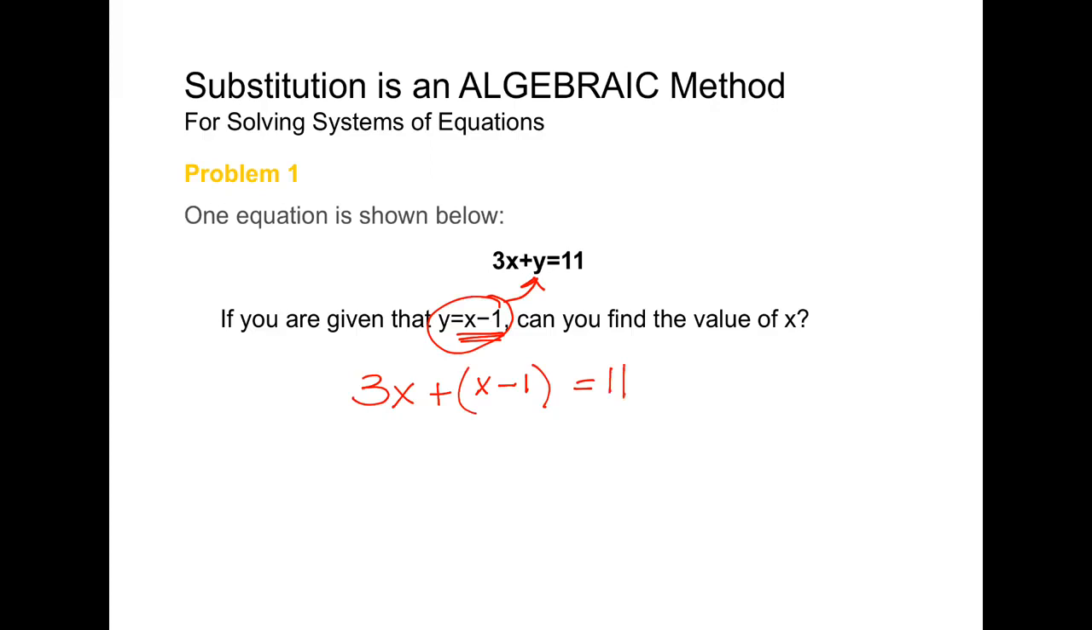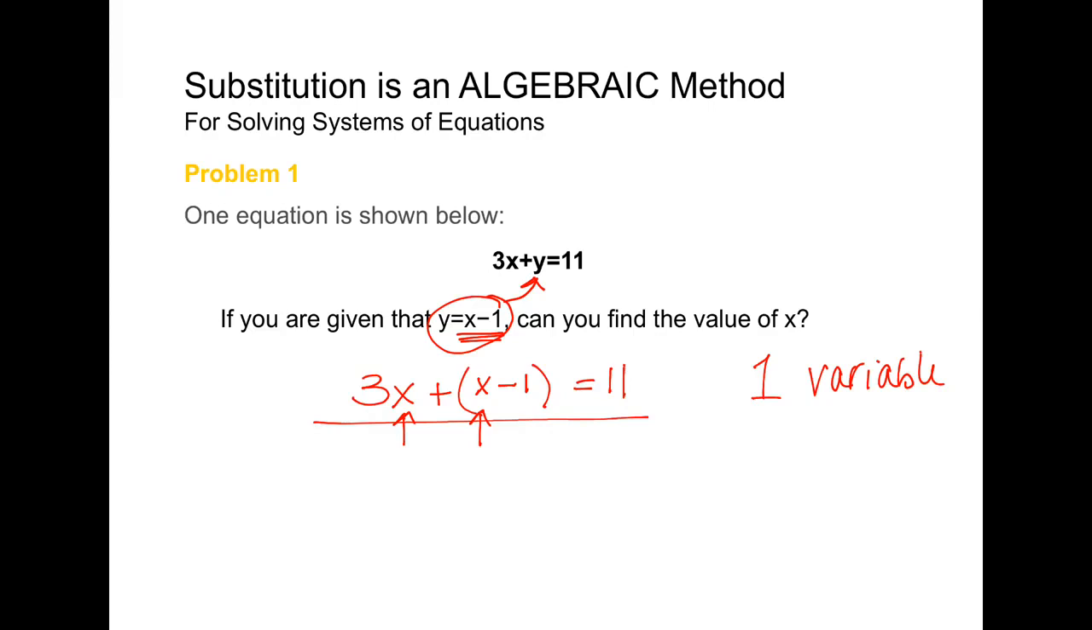Now take a look at this equation. How many variables do we have? We have an x, we have another x. The y's have been eliminated. So we have only one variable. If we have only one variable, can we solve for that variable? Absolutely. So let's go ahead and do that.